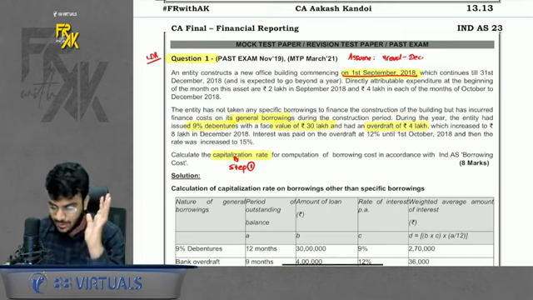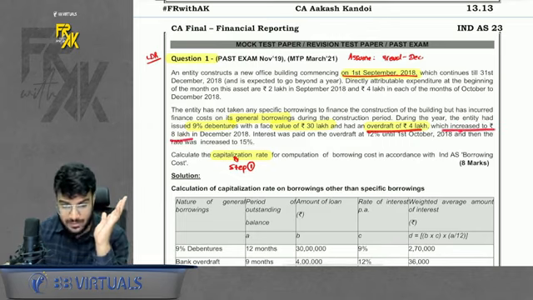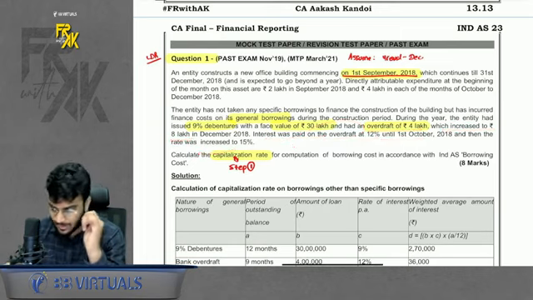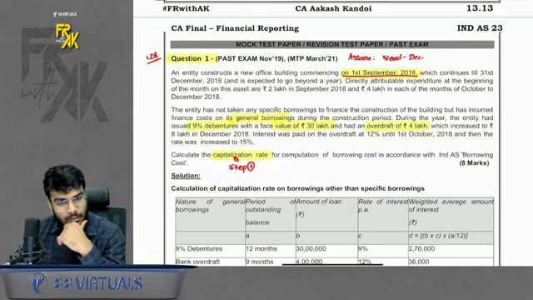For overdraft, see how it is given. Overdraft of 4 lakhs was increased to 8 lakhs in December 18. Interest was paid on the overdraft at 12% until 1st October and then the rate was also increased to 15%. Now how will I solve it?